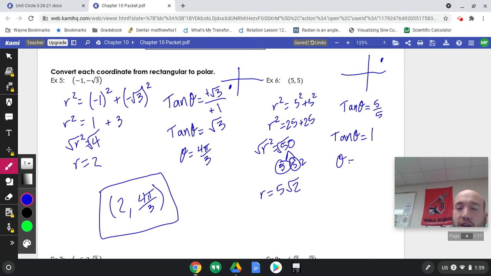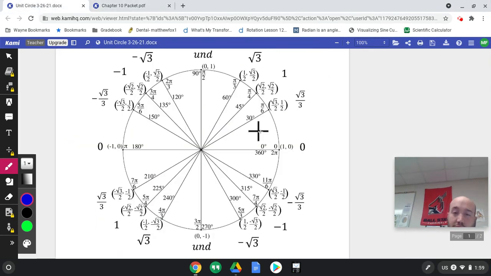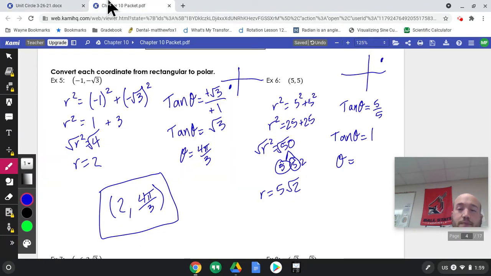This will occur when theta could occur at two different spots. When is tangent of theta 1? Occurs over here at pi over 4. It also occurs here at 5 pi over 4. We know it's up in quadrant 1 because it was the point 5, 5. So pi over 4 is our answer. And all we have to do then, 5 square root of 2, comma, pi over 4.